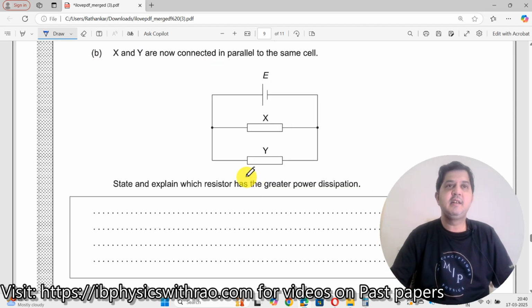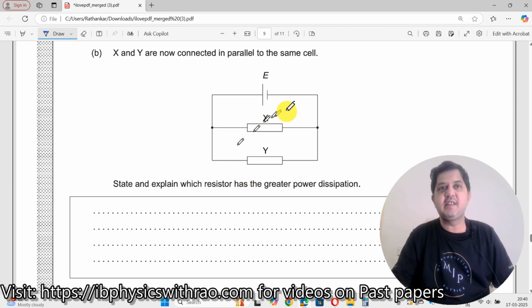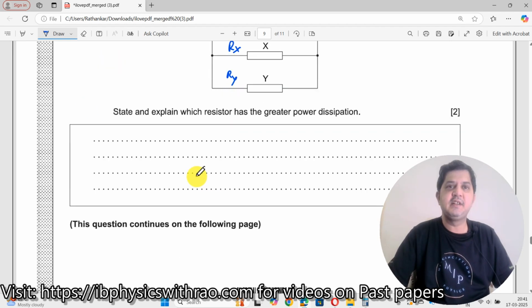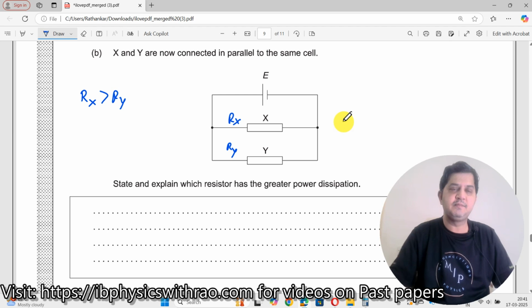Next, X and Y are now connected in parallel to the same circuit. Let us explain which resistor has the greatest power dissipation. Very easy. So now this is your Rx, this is your Ry, and we already know Rx is greater than Ry. How many marks is this? 2 marks. Let us explain which resistor has the greatest power dissipation.